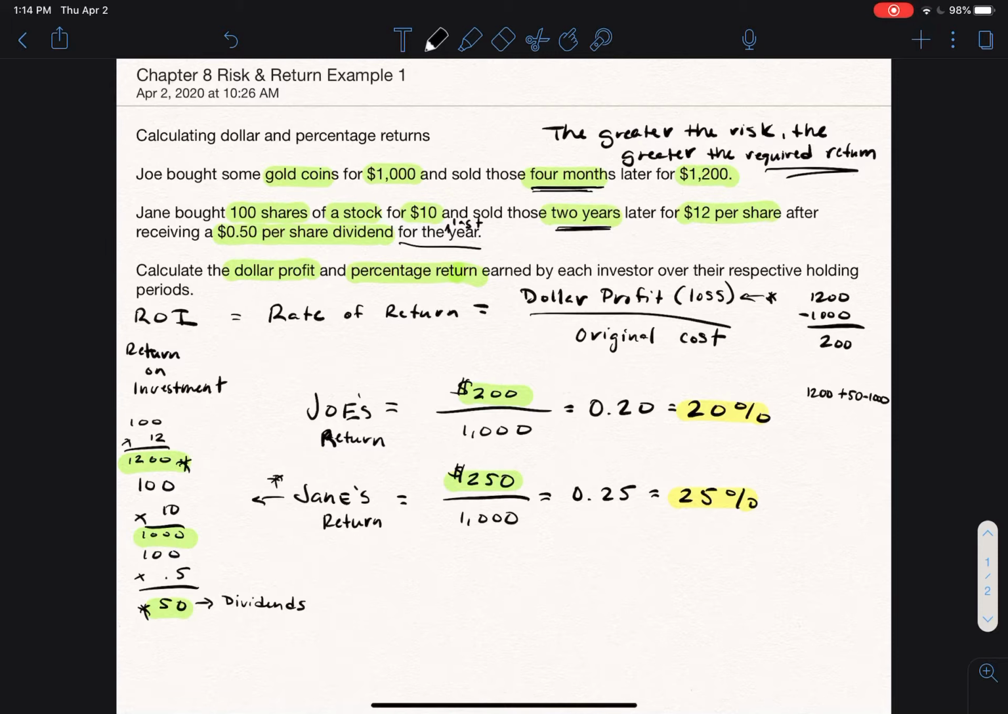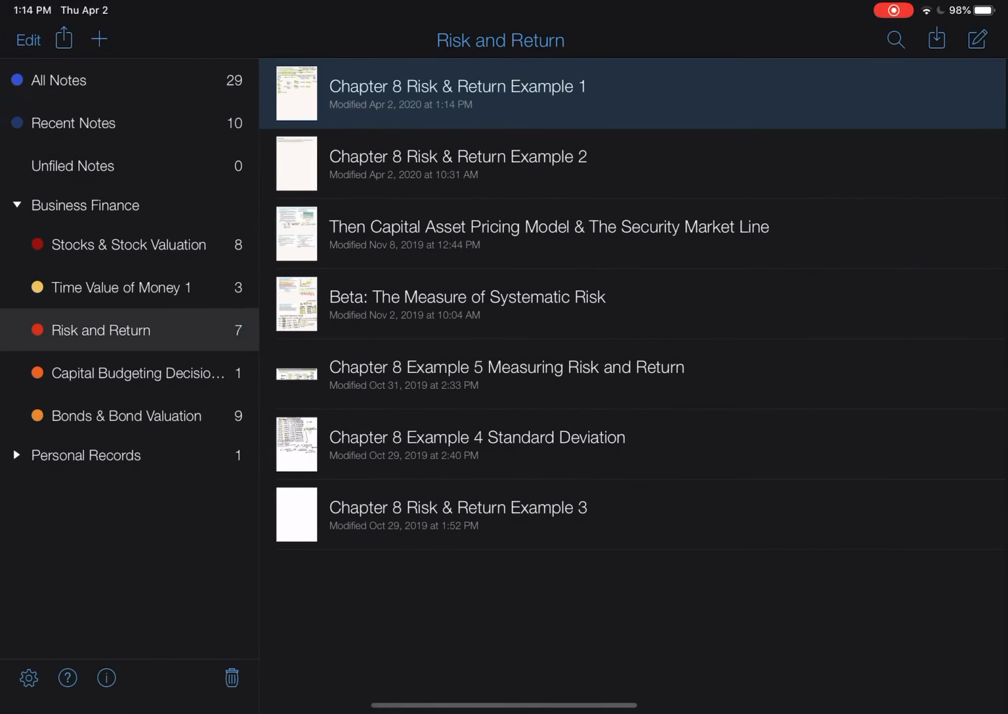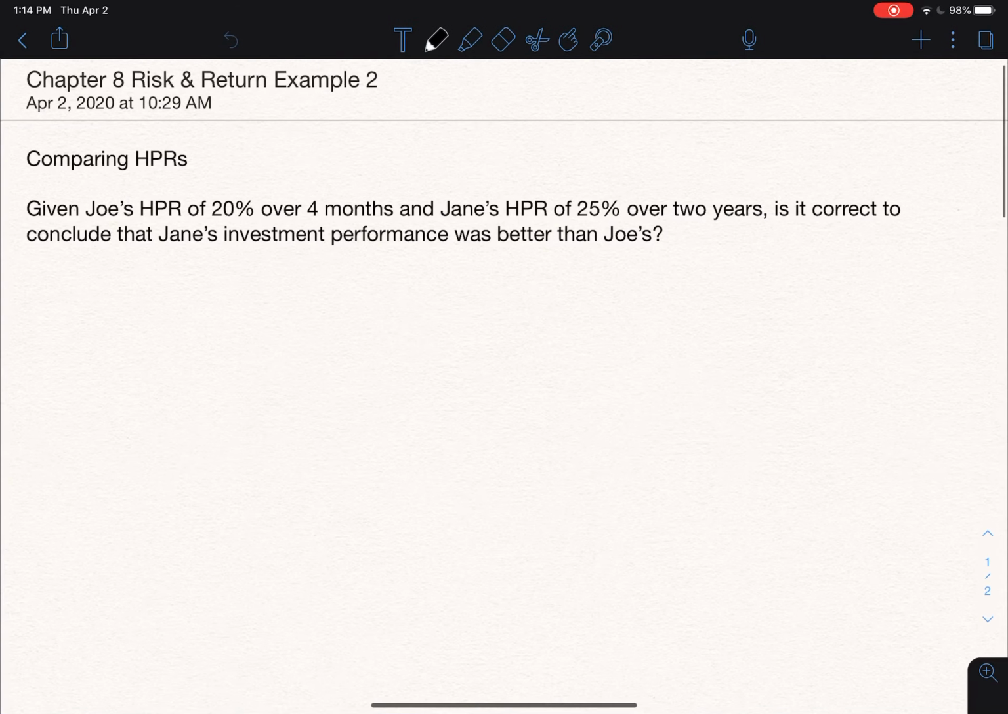And so there's a way in finance for us to deal with this issue, okay? So the way that we deal with this is we have to convert. And that's what the next part of this problem is going to ask us to do. All right, so let's just hop out of this example really quick. And then I'm going to go to example number 2.